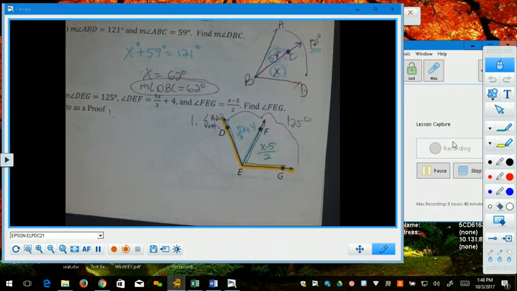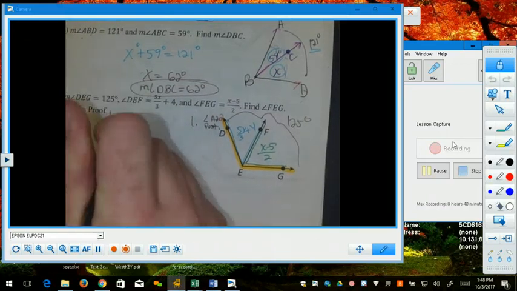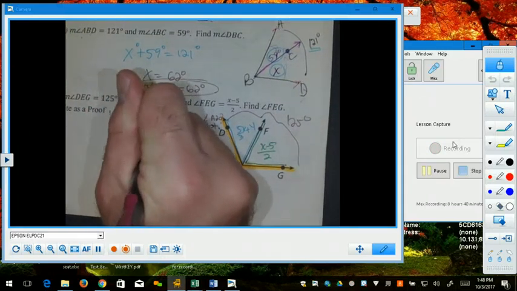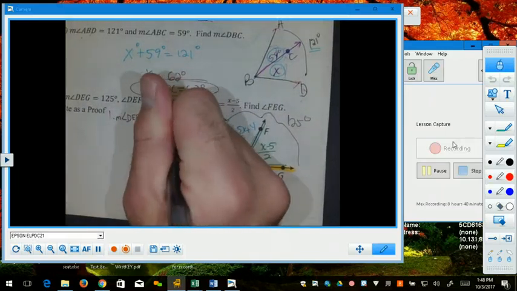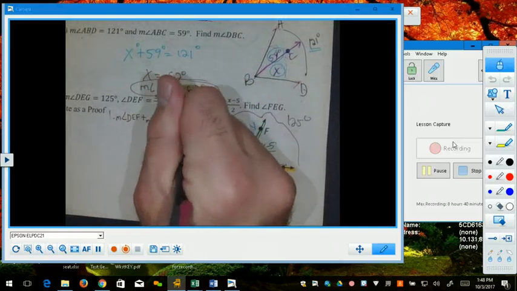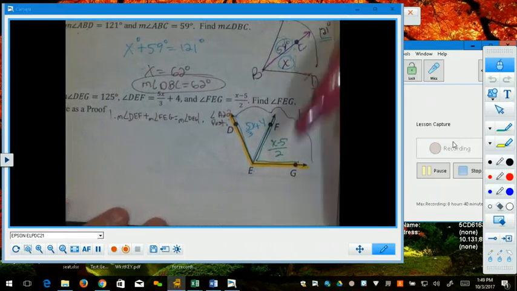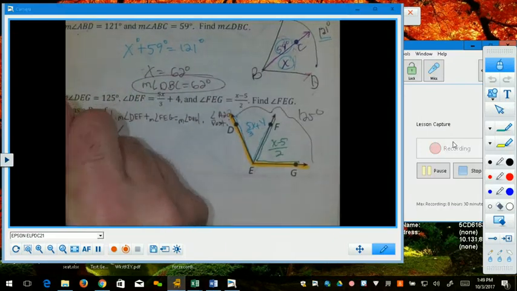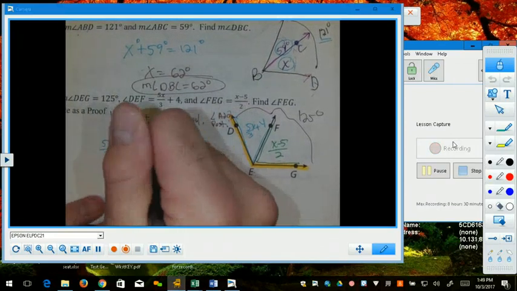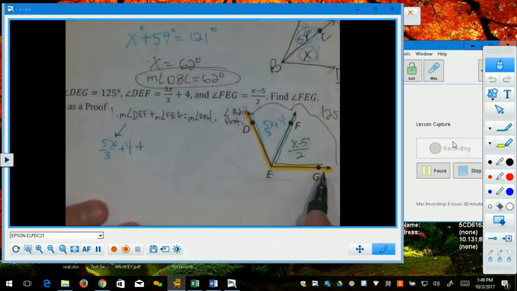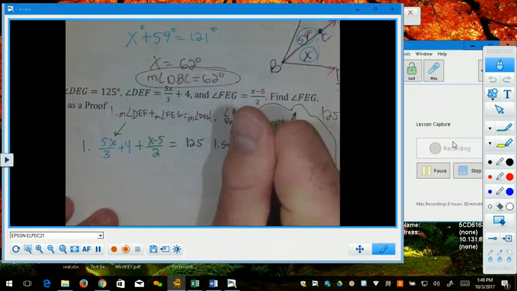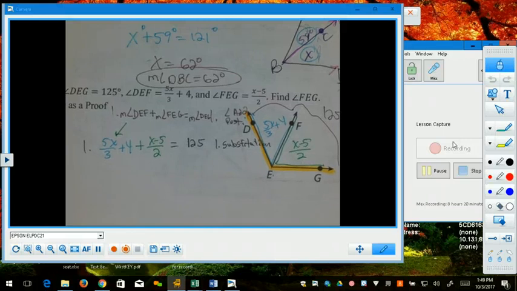So I wrote angle add post for angle addition postulate. And the equation I'm going to write is that the measure of angle DEF plus the measure of angle FEG, the two smaller angles that are connected, add up to the whole angle, angle DEG. So the measure of angle DEF plus the measure of angle FEG equals the measure of DEG. Should have left a little bit more space. I'm going to here. So DEF is 5x over 3 plus 4 plus FEG is x minus 5 over 2, and that equals 125 degrees. I'm not going to put the degree symbol on just because I'm writing my equation. Since I plugged that in, that reason would be substitution, as we plugged in the expressions that were given to us.